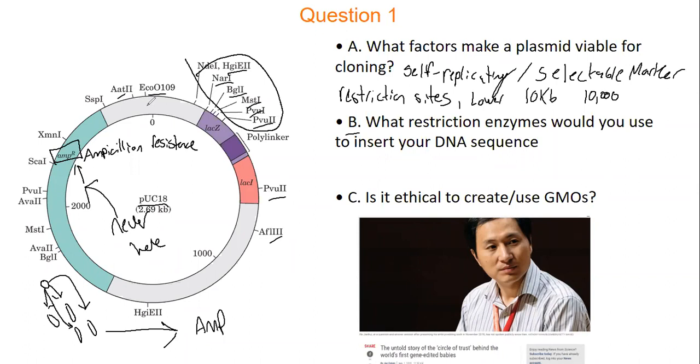Here we use the LAC system. A lot of plasmids use the LAC system. But mainly keep it away from your selectable marker and see if there's a site on your plasmid that has a lot of restriction enzymes right next to each other. So are there any questions about A or B before we discuss point C here?